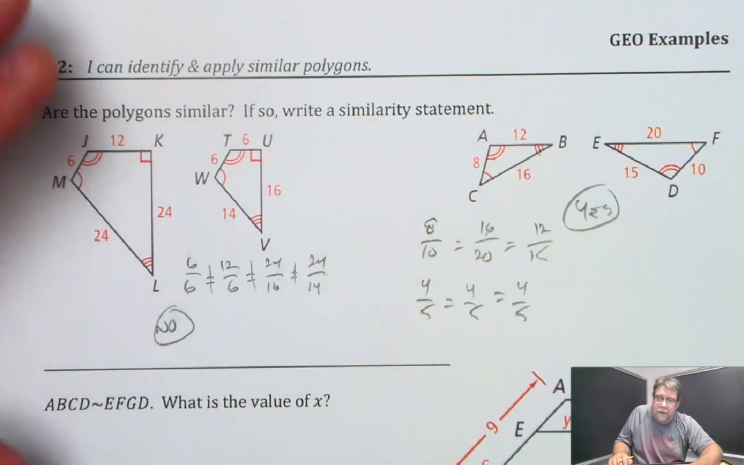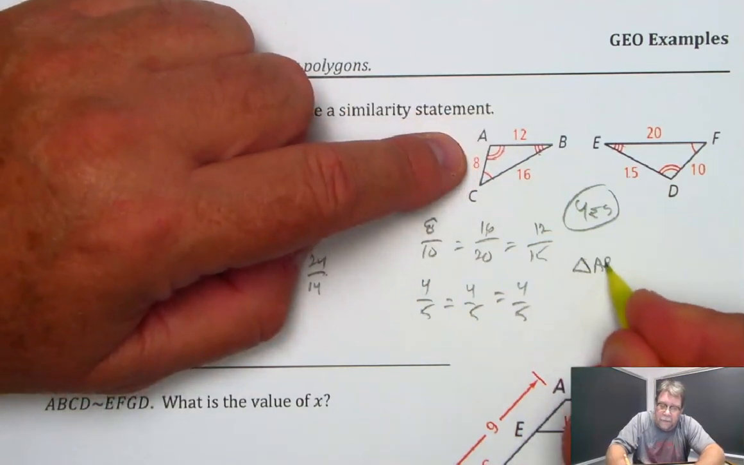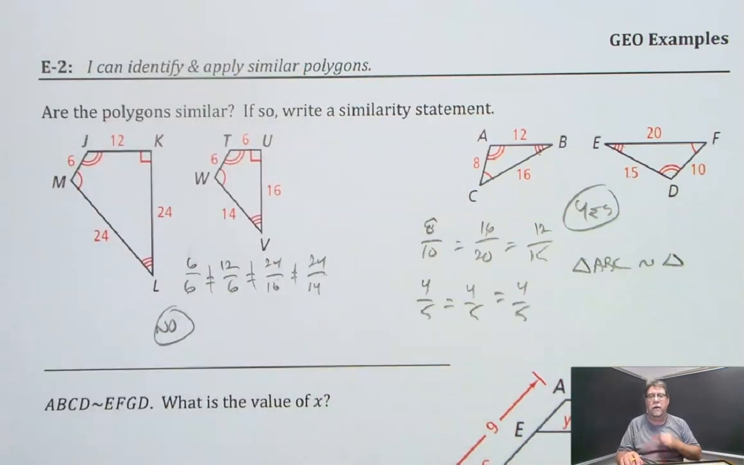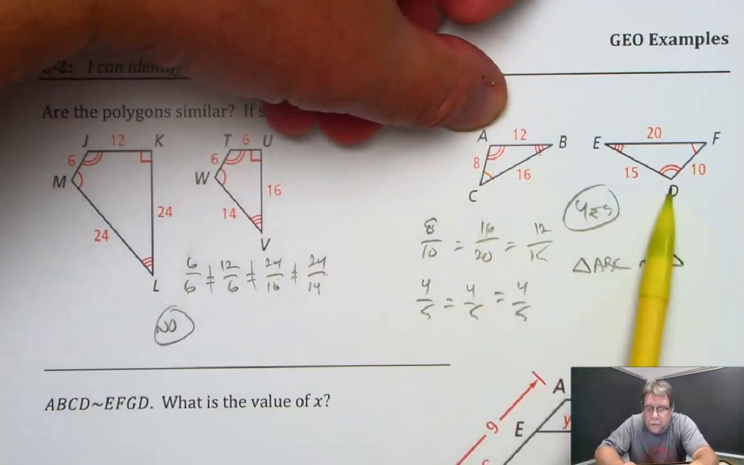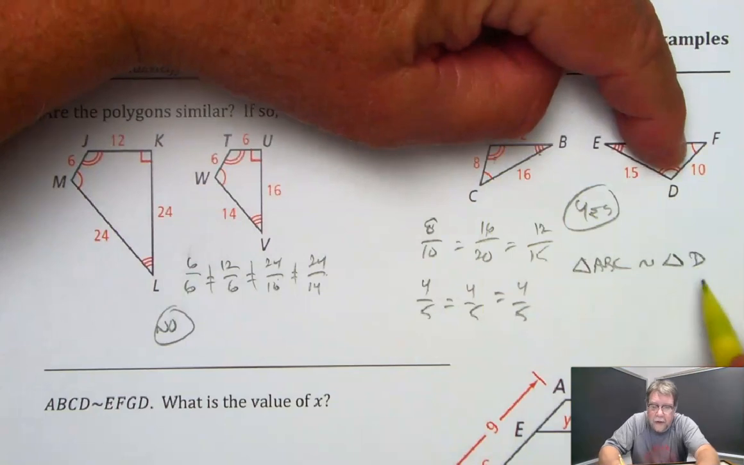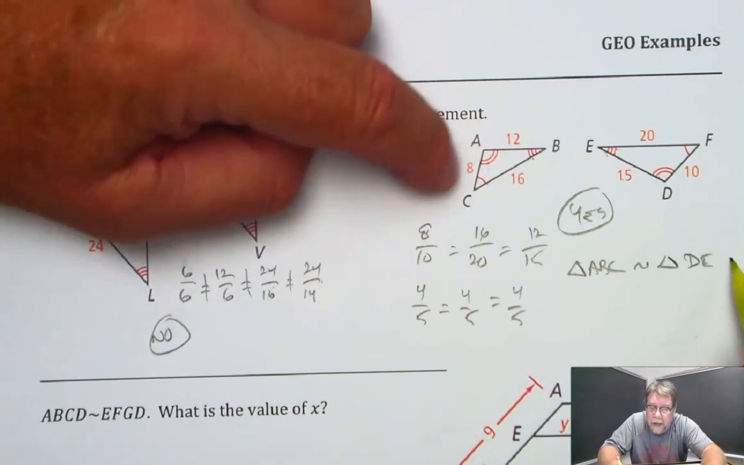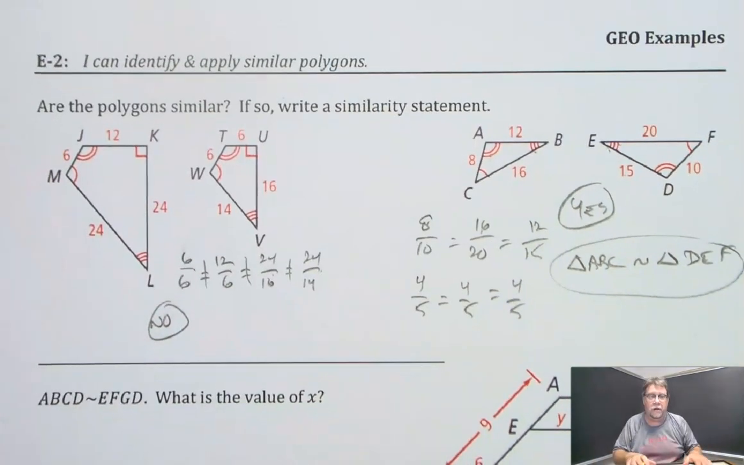So now we can write a similarity statement. So here we can say triangle ABC is similar to triangle. Now we want to make sure that we do this in the right order. So since A was the one with the 2 marks, we have to start with the one with the 2 marks, D. And then we went to B with 3 marks. Here it's E, and lastly F. So there's the similarity statement for that particular one.